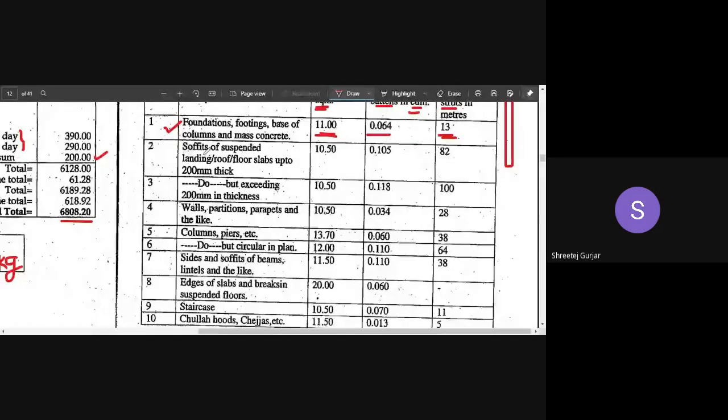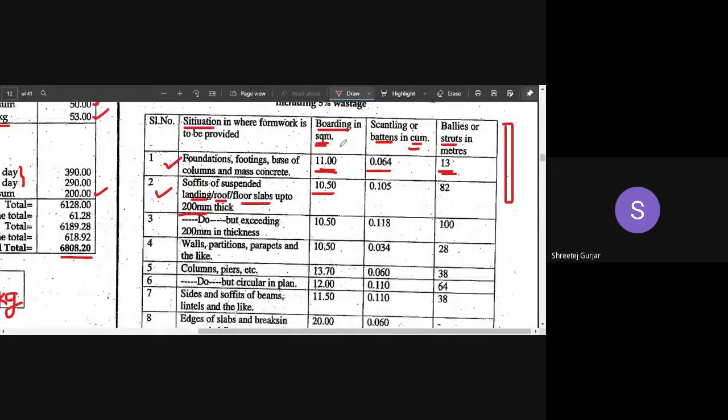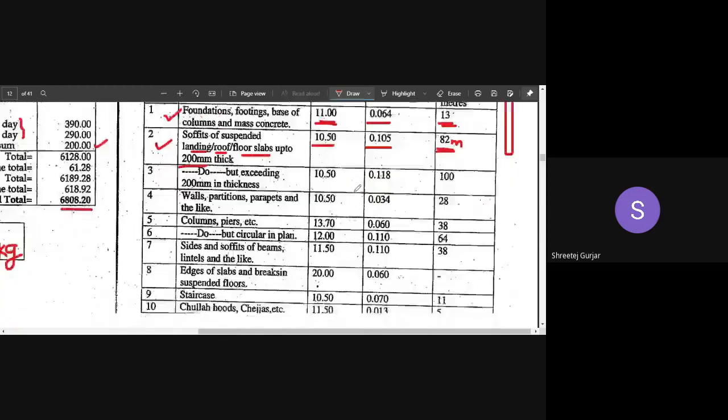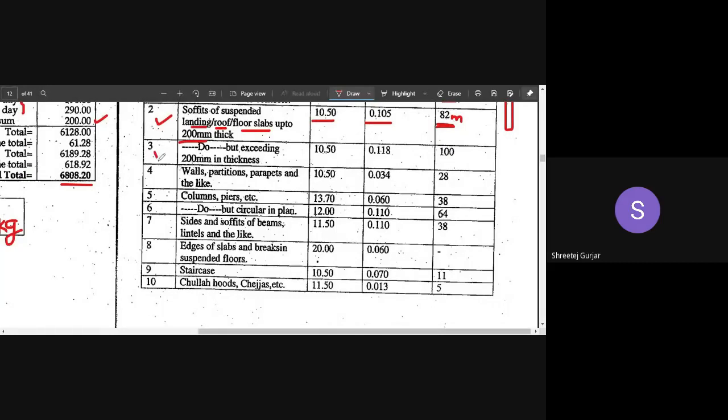For soffits, meaning the bottom part of your beam, the bottom part of your landing, or the bottom part of your roof, for roof slabs up to 200 mm thick, you have to use 10.05 square meters for boarding, 1.105 for battens, and 82 meters of strut quantity. Now the same thing, but exceeding 200 mm in thickness, these are the values.